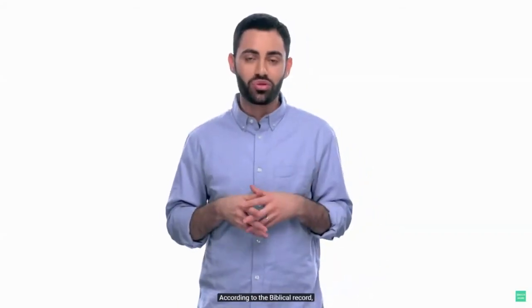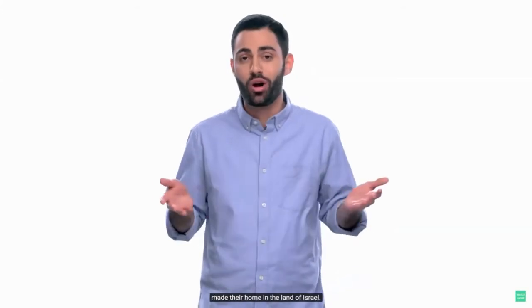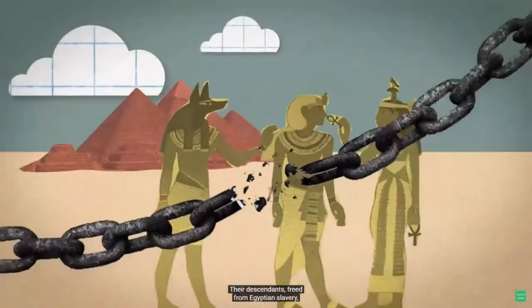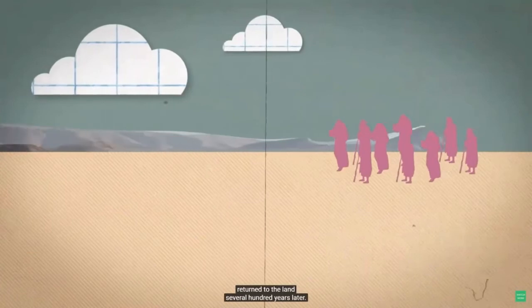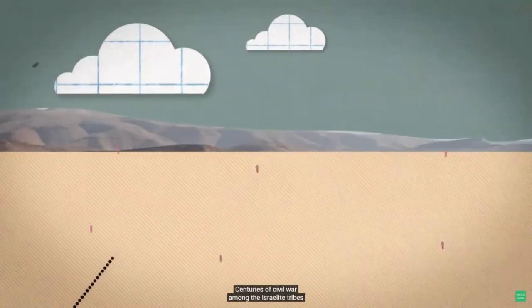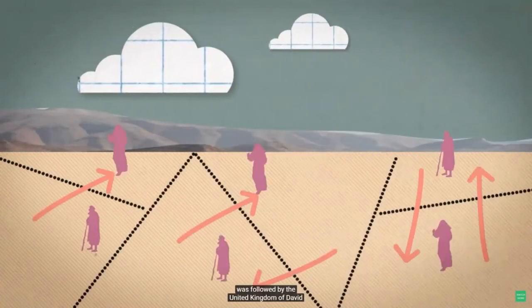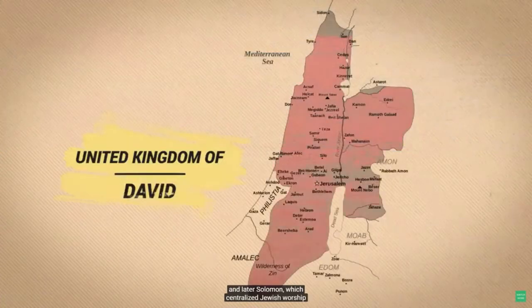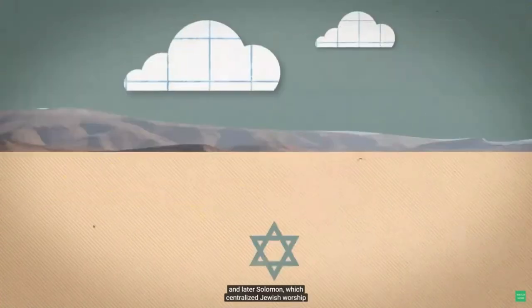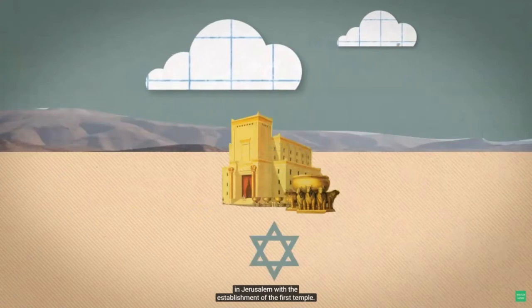According to the biblical record, the Jewish patriarchs and matriarchs made their home in the land of Israel. Their descendants, freed from Egyptian slavery, returned to the land several hundred years later. Centuries of civil war among the Israelite tribes was followed by the United Kingdom of David, and later Solomon, which centralized Jewish worship in Jerusalem with the establishment of the first temple.